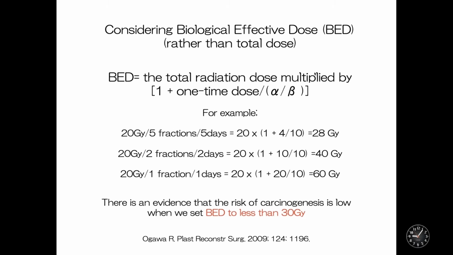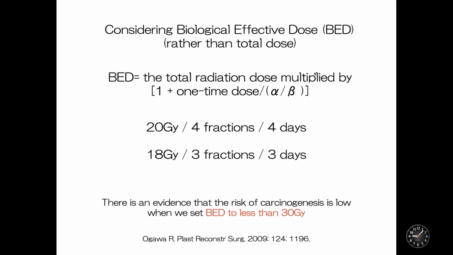So actually, we have considered the biological effective dose. In the case of keloid, alpha/beta seems to be 10, and there is evidence that the risk of carcinogenesis is low when we set BED to less than 30 gray. So BED 30 gray equals 20 gray, 4 fractions, 4 days, and 18 gray, 3 fractions, 3 days. So the high tension area was treated by 18 gray, 3 fractions, 3 days.